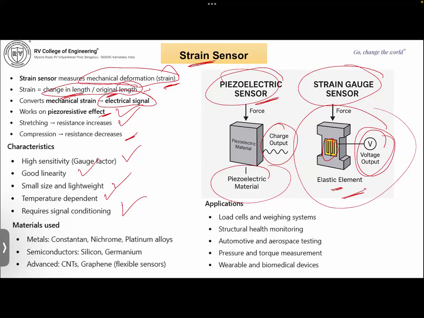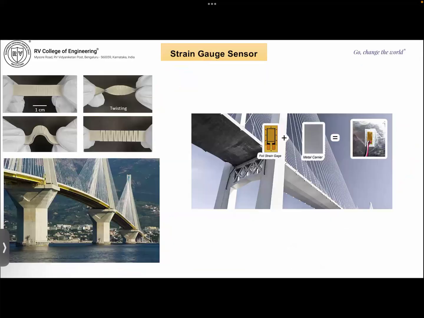The materials used for the fabrication of strain gauge sensors are metals like nichrome and platinum alloys, semiconductor materials like silicon and germanium, and advanced materials using carbon nanotubes and graphene for flexible strain sensors. These strain sensors are widely used in load cells and weighing systems, structural health monitoring, automotive and aerospace testing, pressure and torque measurements, and wearable and biomedical applications.